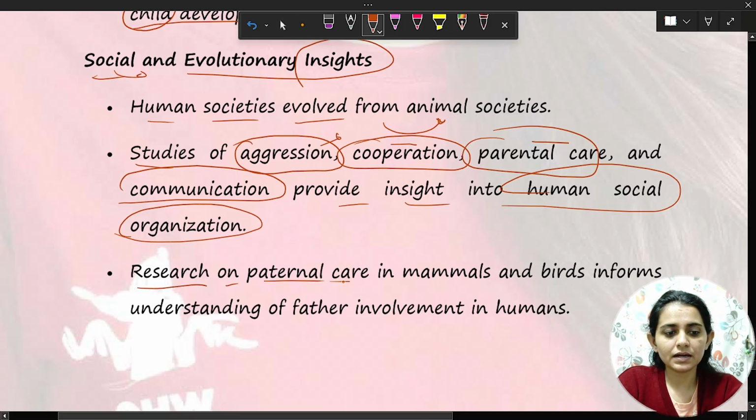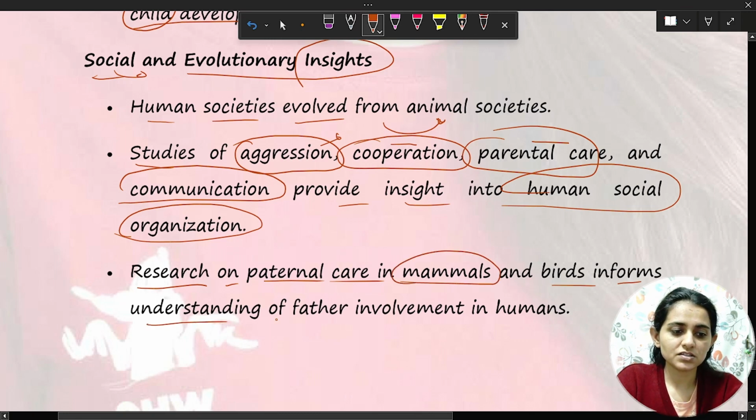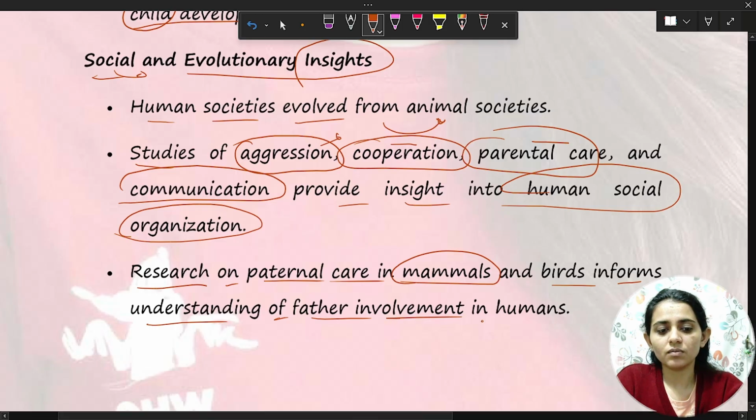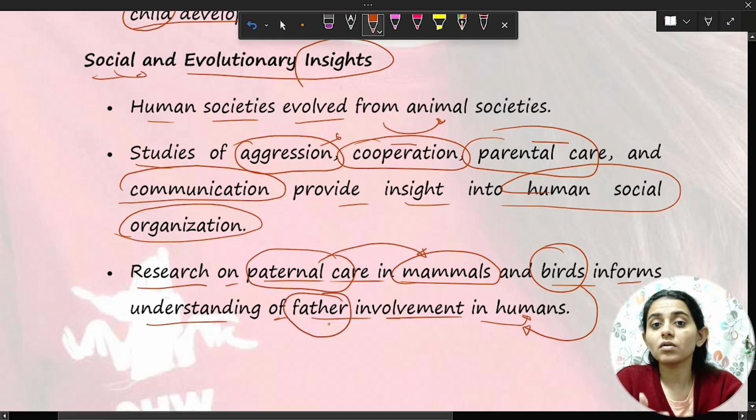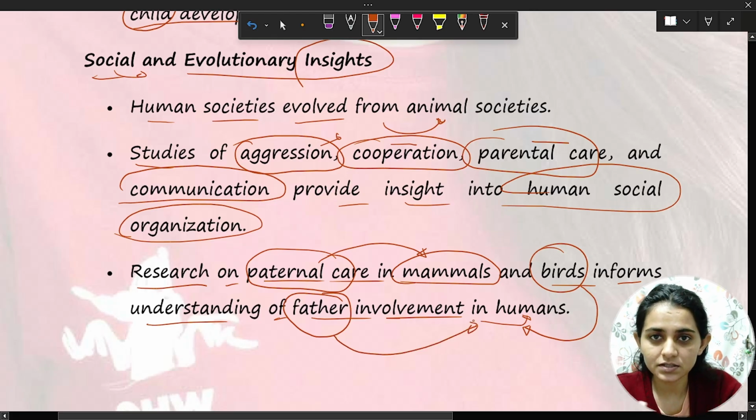Research on parental care in mammals and birds informs our understanding of father involvement in humans. By studying parental care in other mammals and birds, we can understand how father involvement is necessary and influences the behavior of the child, and how important the father's involvement in child care is.